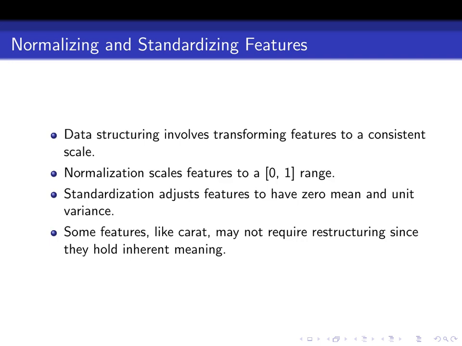Data structuring helps transform features to consistent scales. Normalization rescales features to a 0 to 1 range, while standardization adjusts features to have zero mean and unit variance. However, some features, like carat, may not require restructuring since their original values carry intrinsic meaning. Ensuring that features are properly scaled is critical for accurate analysis.